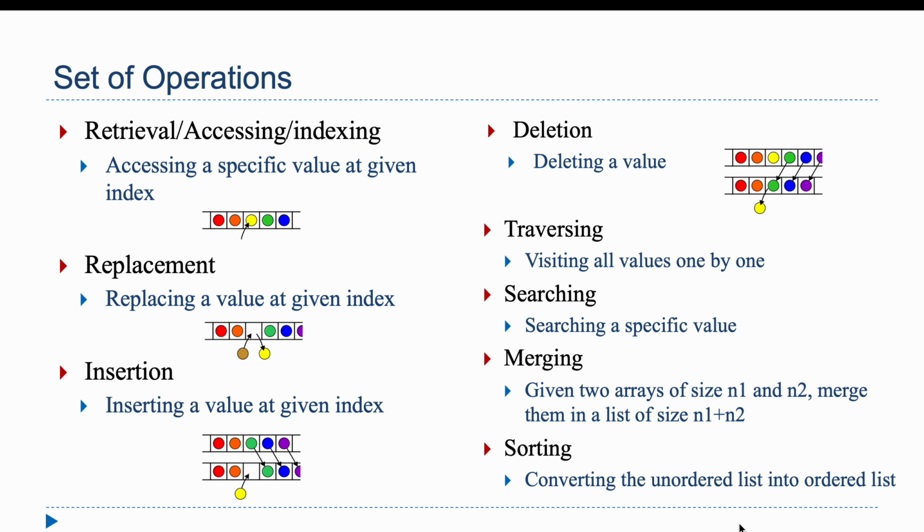The third operation that arrays support is insertion, which involves adding a new value at a specific index in the array. This is useful when you want to add a new element to the array or insert an element at a specific position. To insert a new value, you need to provide the index where you want to insert the new value and the value that you want to insert.